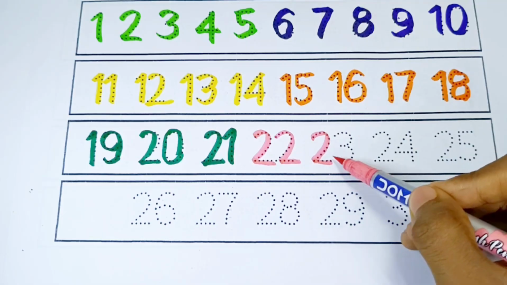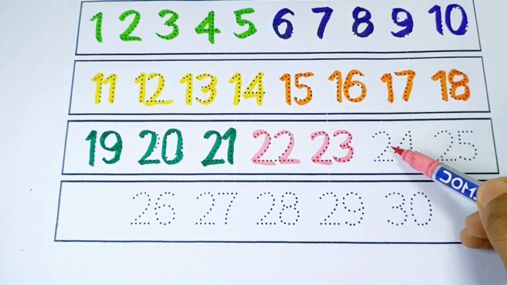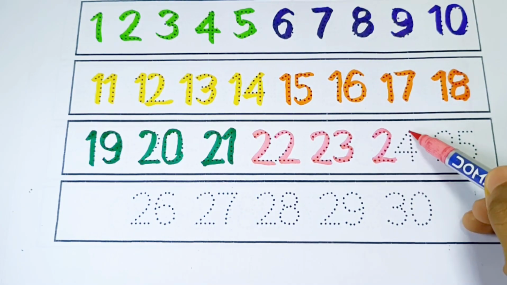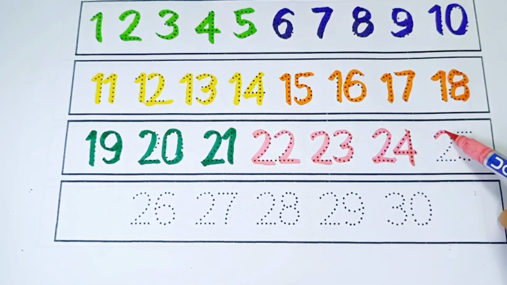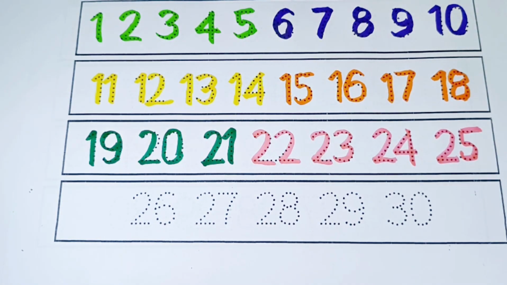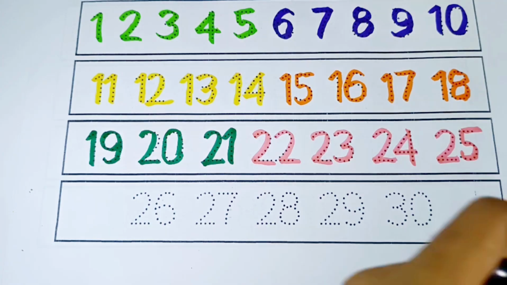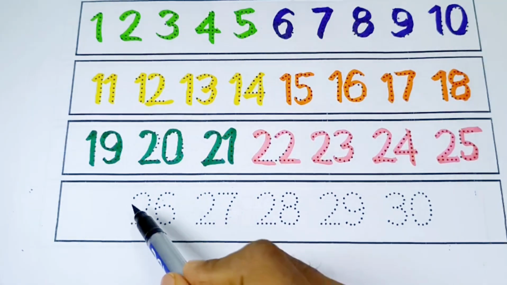22, 23, 24, 25. Kids, now you draw 26 and use black color.